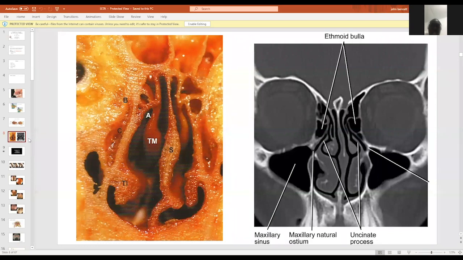So the ENTs use this approach to get to the maxillary sinus too. But for us, what you really need to understand is the disposition of the inferior turbinate, middle turbinate, and laterally the ethmoid bulla, which you can just crush to make more room to displace the middle turbinate laterally without any consequences. Okay. Let's go forward.